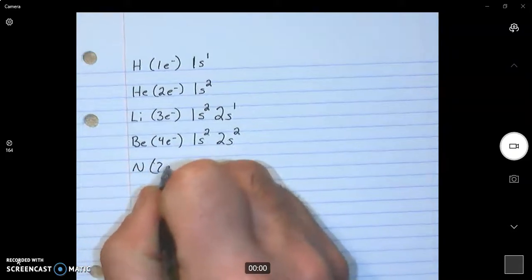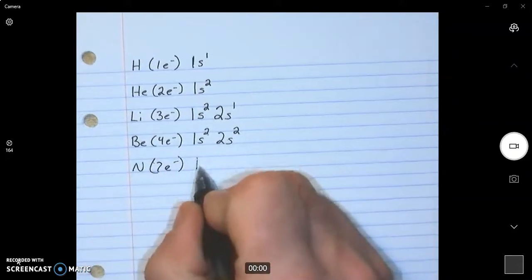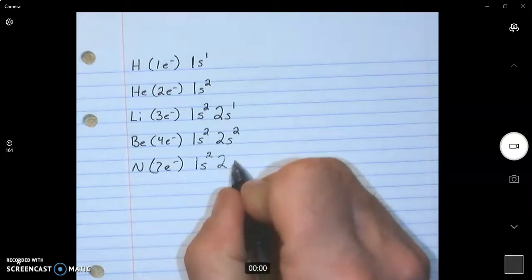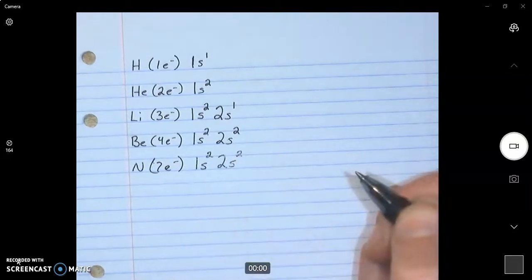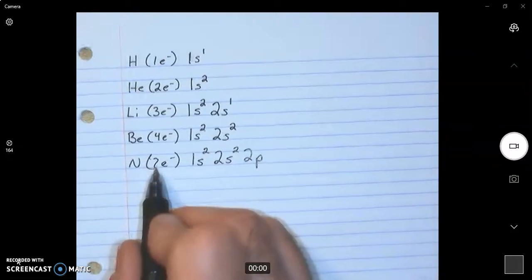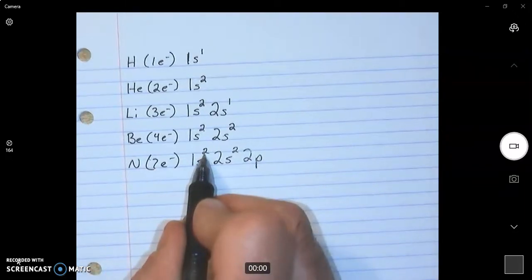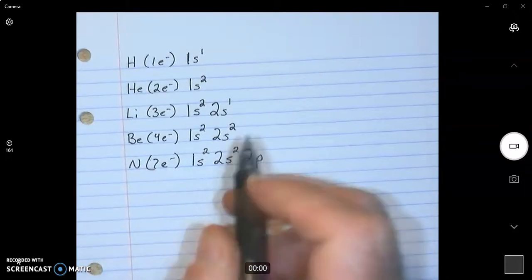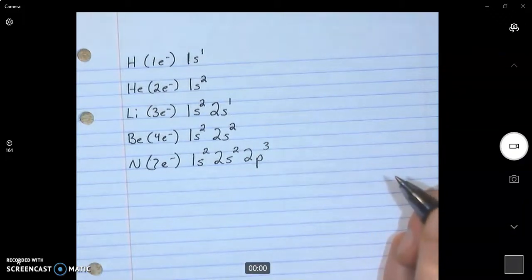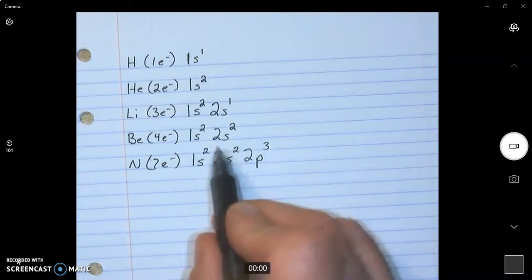Nitrogen has 7 electrons. The first 2 electrons go into the 1s. The next 2 electrons are going to go into the 2s. After 2s, we run into the 2p. And how many electrons do we have left? 7, 5, 3. The 3 electrons we have left are going to go into the 2p, and then we're done. 3 plus 2 plus 2 is 7.